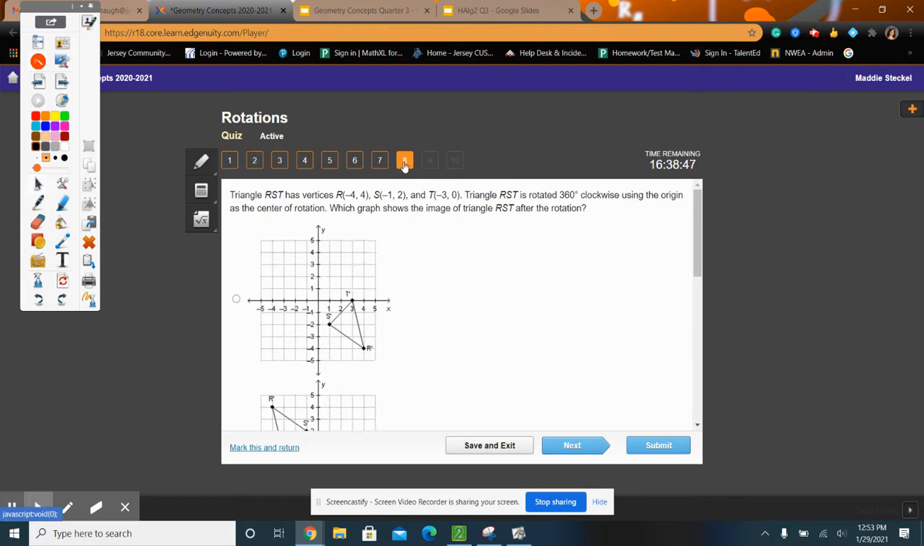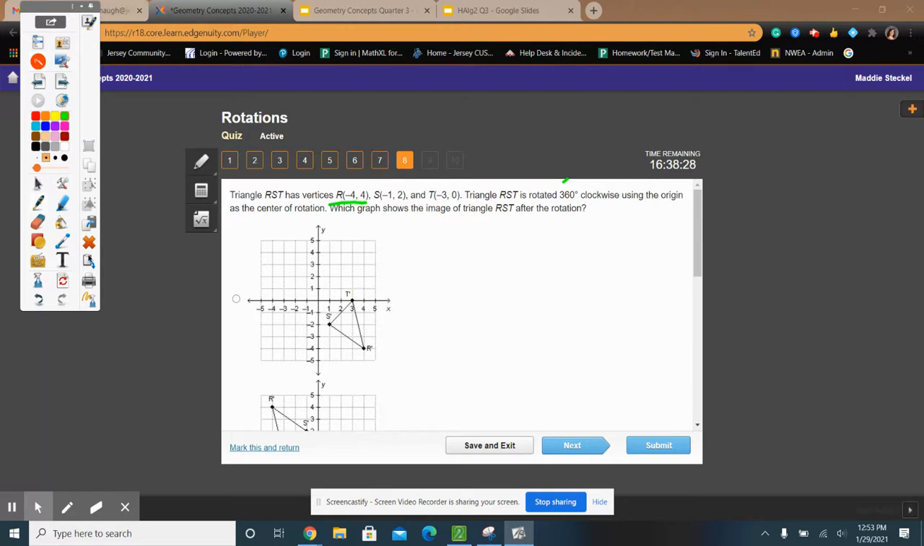Okay. I have a triangle. Again, they don't give me a picture, which I'm really unhappy with. And it says that it's going 360. I am happy with that. So if it's 360, what do we know? It's right where it starts. So R prime is going to be at -4, 4, just like R is.